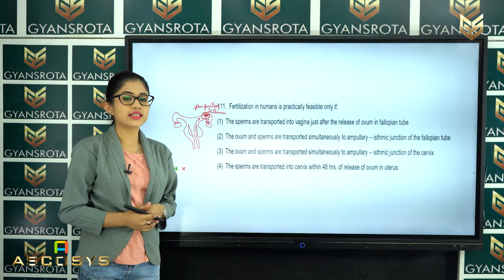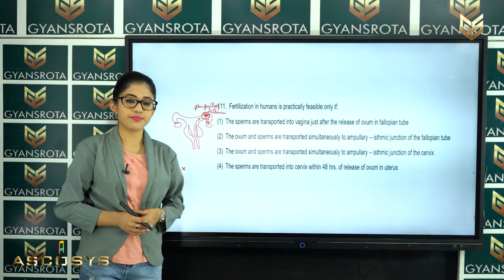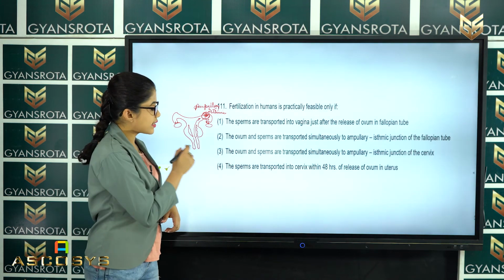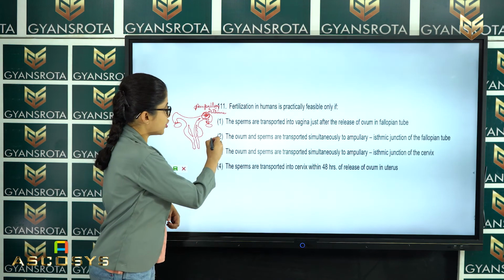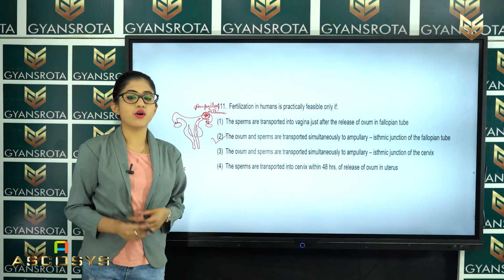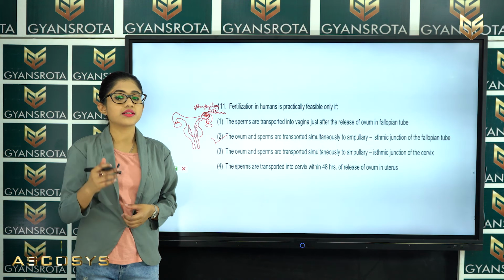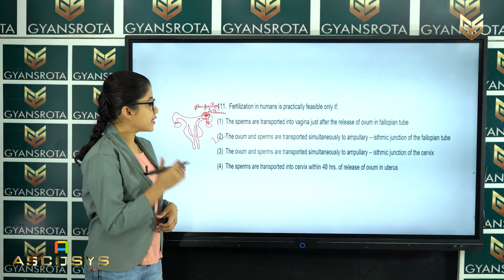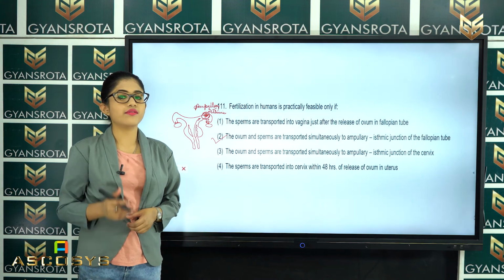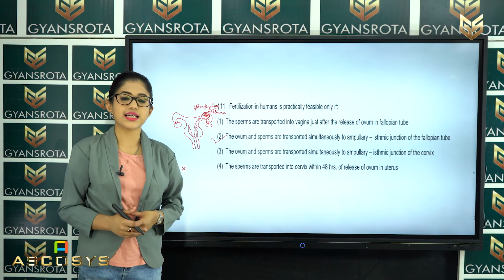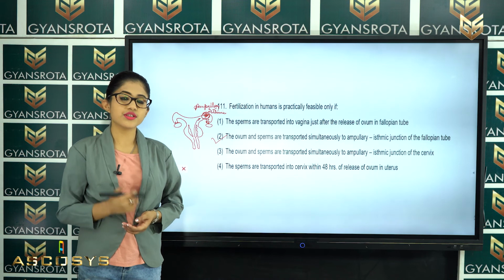So, we have discussed this very clearly in the chapter Human Reproduction, right? So, what is the correct answer among this? That is option number 2, which states that the ovum and sperms are transported simultaneously to ampullary isthmic junction of the fallopian tube. So, this is the correct answer. Now let's move on to the next question.